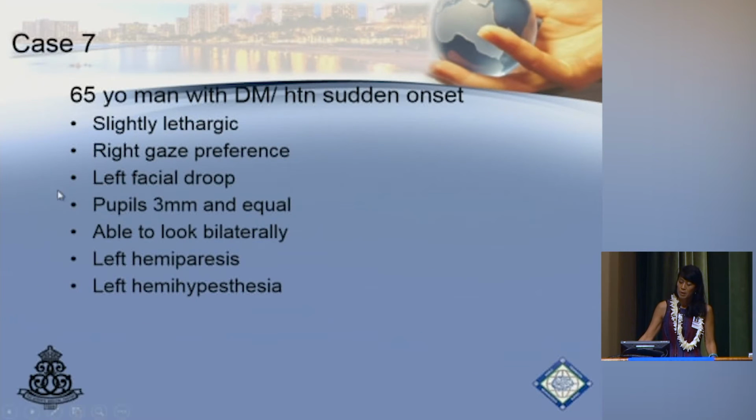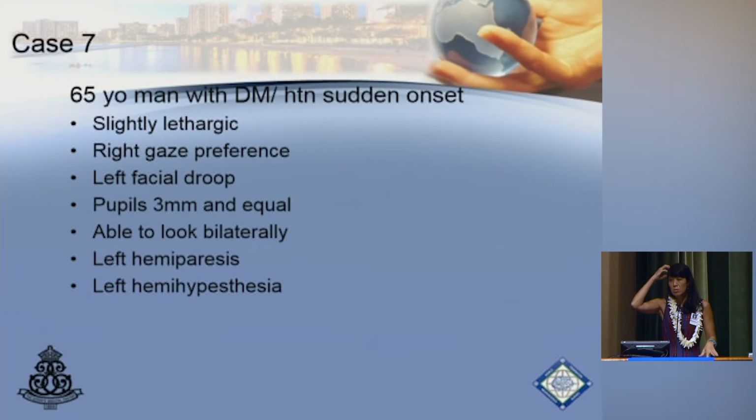Case 7 is a 65-year-old with diabetes, hypertension, sudden onset of being lethargic. He's got a right gaze preference. So again, either seizing in the left hemisphere, a stroke in the right side, or a stroke or an injury in the brainstem on the left side in the pons. Got a left facial droop. So that's putting it, the left facial droop, so it's putting it up in the right hemisphere, and then the pupils are equal. He's able to look bilaterally, with a left hemiparesis.